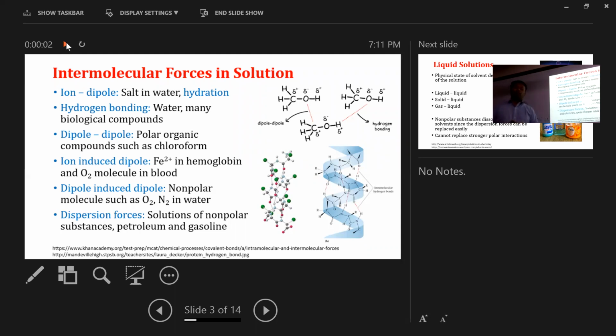So, interaction between intermolecular forces in solution. If you have an ion and a dipole, in that case we can have one type of interaction. If you have the interaction between ions and dipoles, we call it ion dipole interaction. Okay. Then hydrogen bonding.